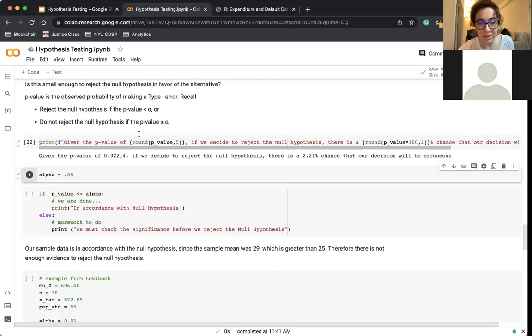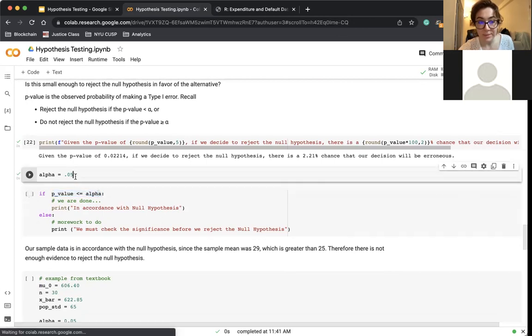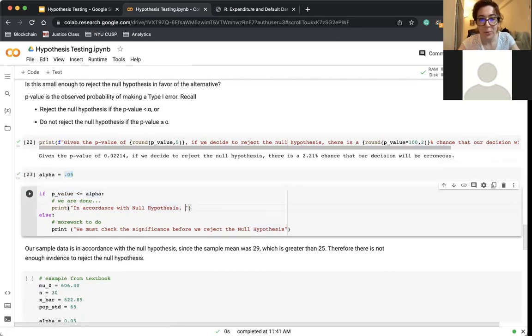But now we can even test this against our hypothesis and say, if the p-value that we found is less than or equal to this significance threshold of 0.05, we would fail to reject the null hypothesis, which would essentially be in accordance with the null hypothesis. But let me put this, because you'll see the language different.